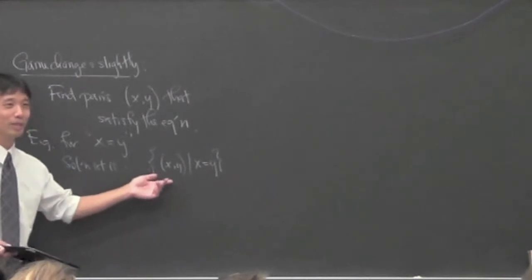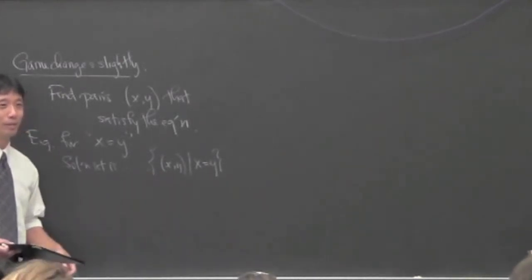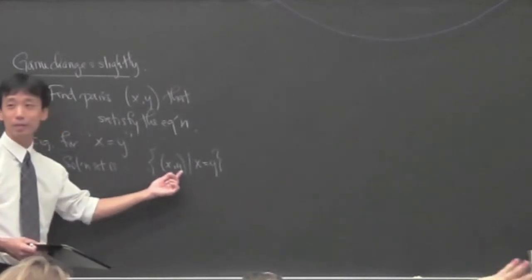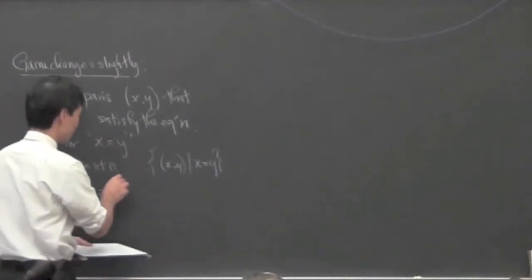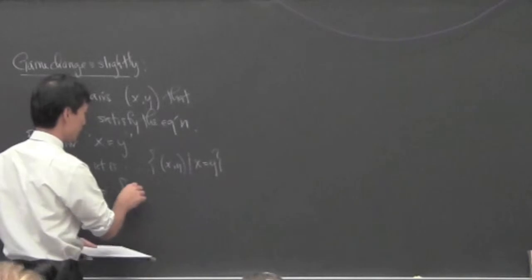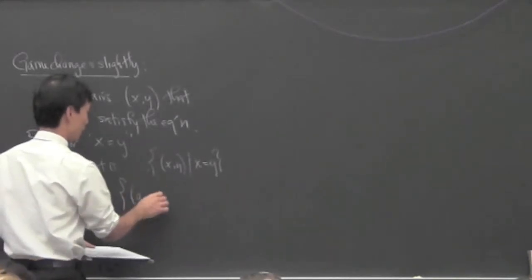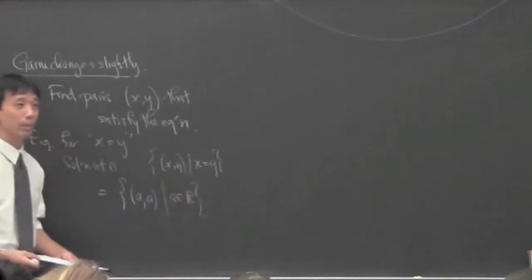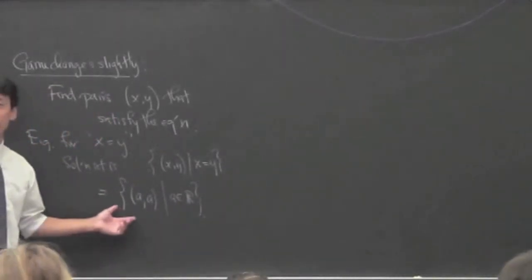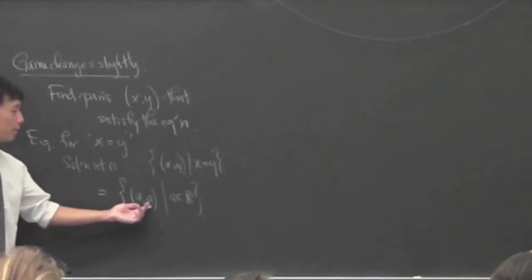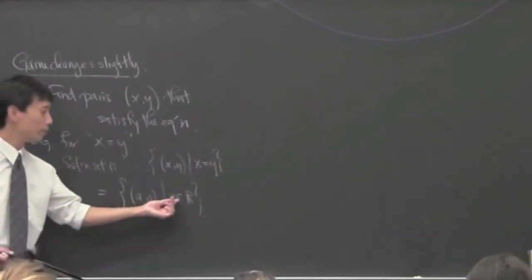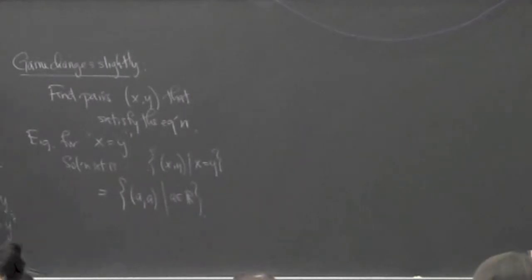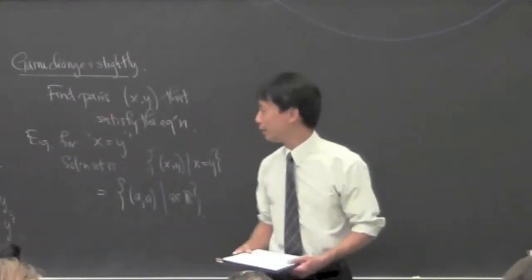It's too easy a question. Lauren? Yeah, 1 comma 1, 2 comma 2. Anything where the first and second variables are the same. To write it more simply, it's anything that looks like A, A, where A is any number. That's maybe a cleaner way to write it. And this is how you express it as a set.